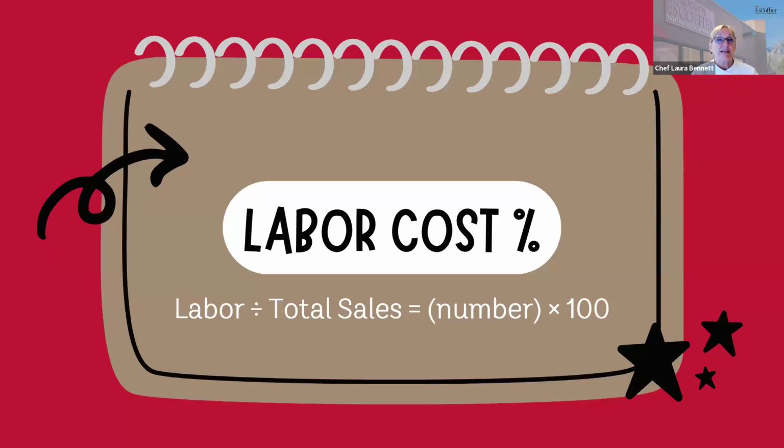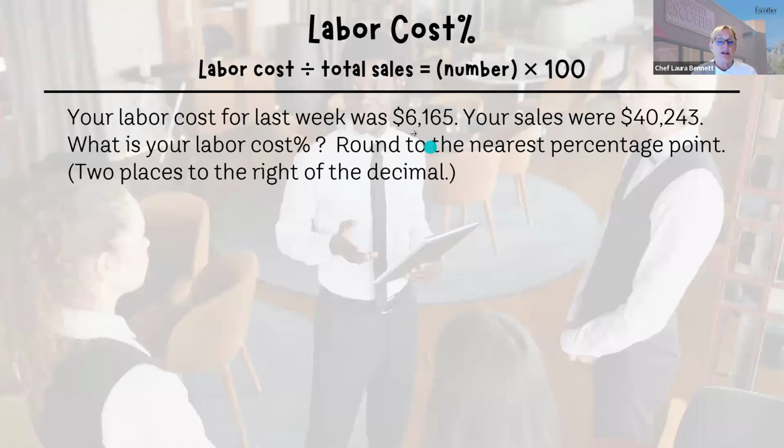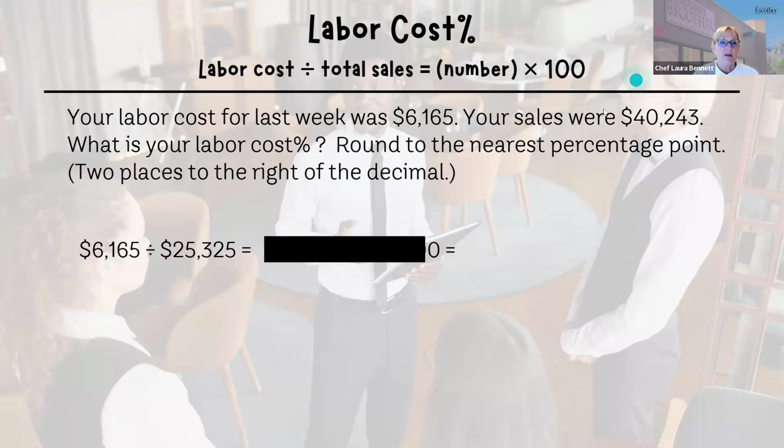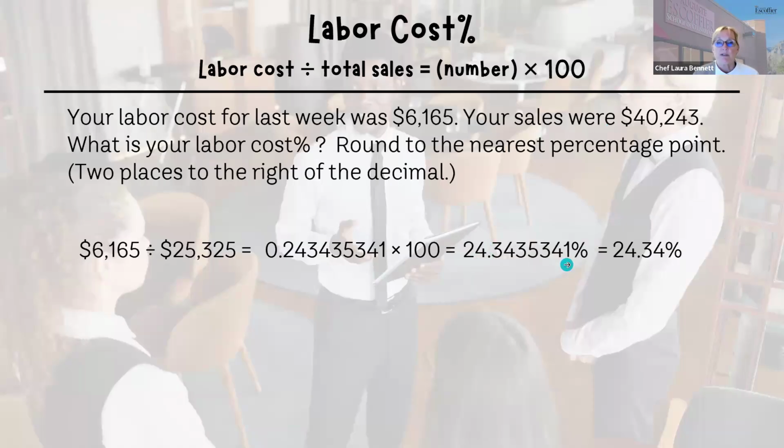Labor cost percentage, again, same exact formula, but now we're plugging in our labor cost, and you can see our labor cost is $6,165. Our sales, $40,243. There's our cost divided by our sales, gives me that number that I multiply by 100. Here's my percentage, rounding to the nearest percentage point for 24.34%.